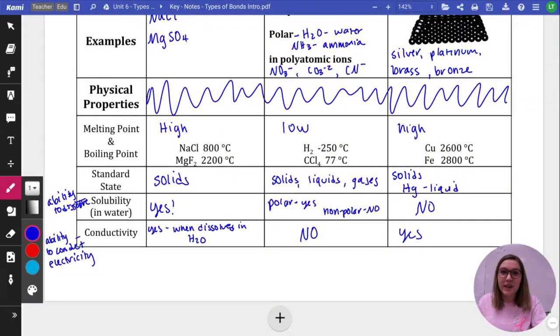Okay, so that is the basics of bonding. Hopefully this video was helpful. You guys have a lab today over this as well, so be sure to use this to help you answer your lab questions, especially as we're getting into properties and learning about the different properties of ionic, covalent, and metallic.